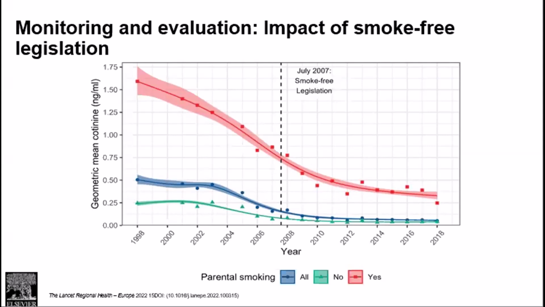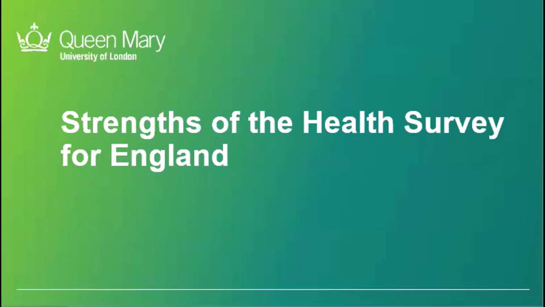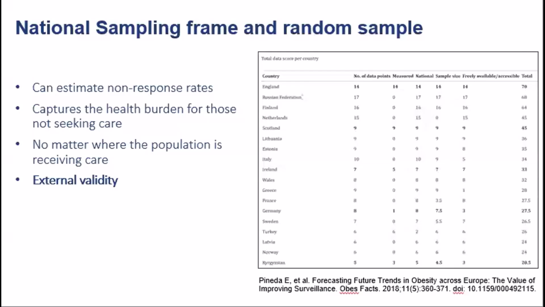So having given you a few of those examples, the next thing that I want to do is talk about some of the strengths of the Health Survey for England, which actually facilitated some of these examples. One of the key features is the national sampling frame and the random sample. And that means that we know what the non-response rates are. And because we know what the non-response rates are, and they can be estimated by population group, then we can make weights so that it's possible to use this data to produce nationally representative findings that have external validity, so they can be generalized.